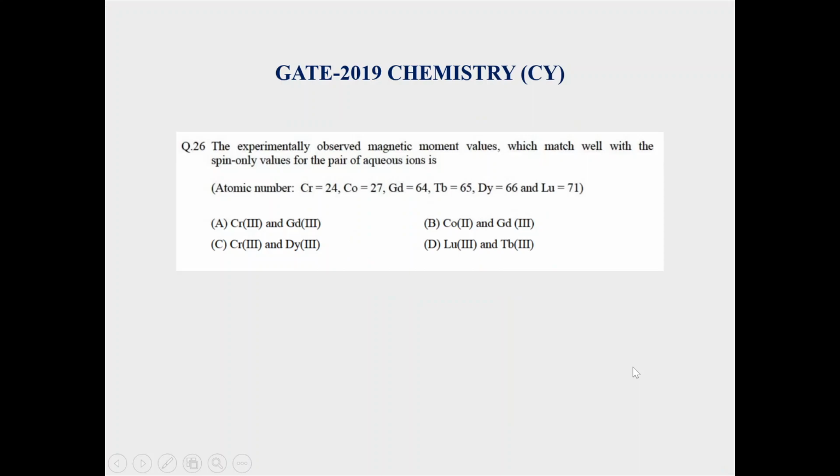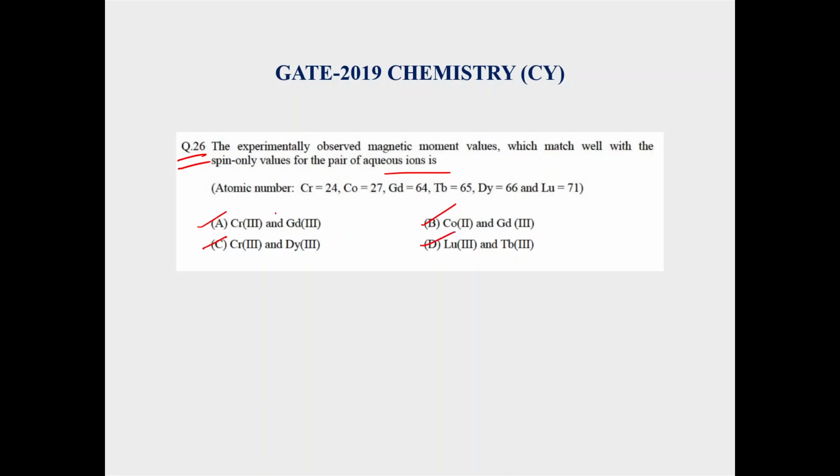Okay. So the next question is question number 26 from 2019. The question is: the experimentally observed magnetic moment values which match well with the spin only values for the pair of aqueous ions is. The given options are option A, chromium plus 3 and gadolinium plus 3. Option B, cobalt plus 2 and gadolinium plus 3. Option C, chromium plus 3 and dysprosium plus 3. Option D, lutetium plus 3 and terbium plus 3.